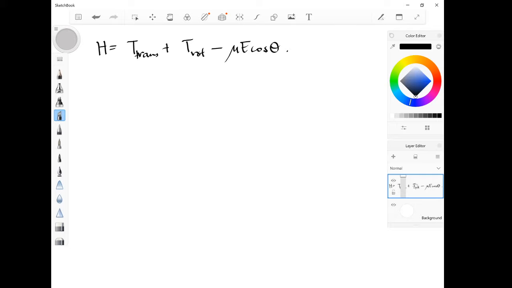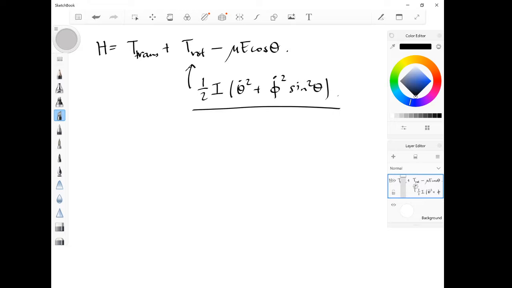And so we treat the dipole as classical rods, which means that our rotational kinetic energy is a half I theta dot squared plus phi dot squared sine squared theta. We know that from classical mechanics.